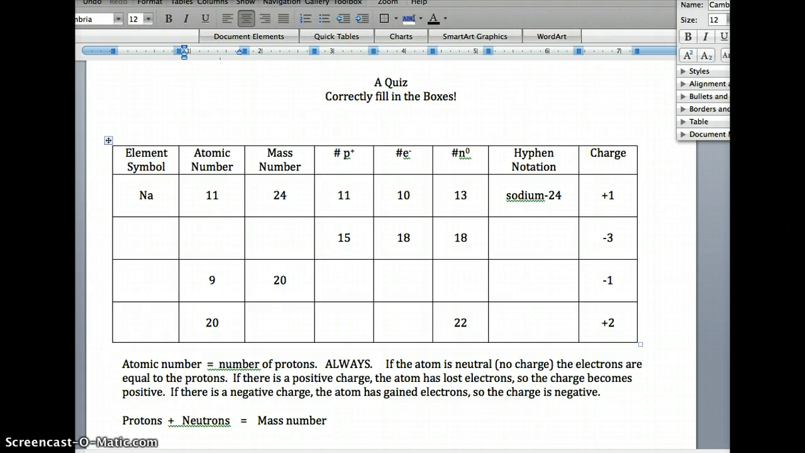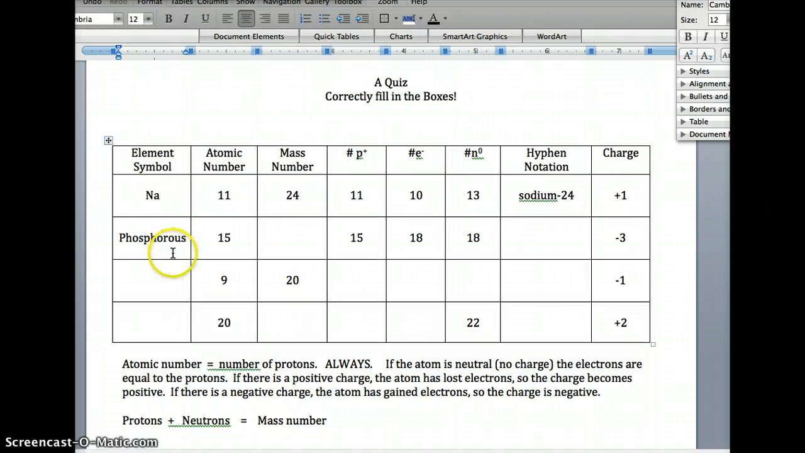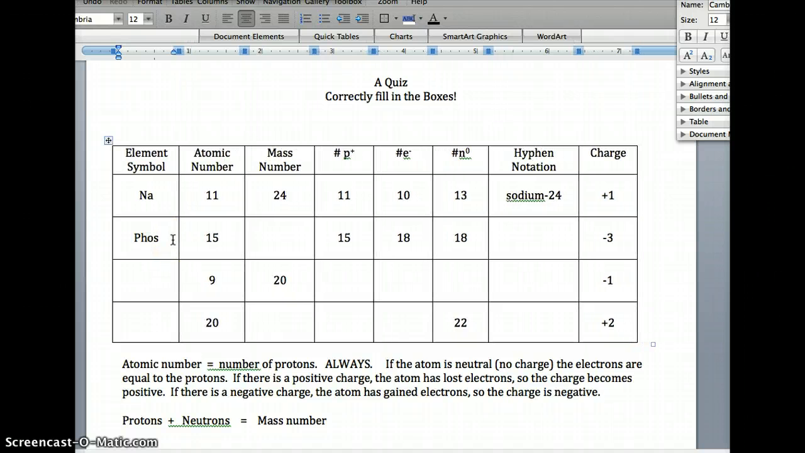So if you have 15 protons, the atomic number is 15. The chemical symbol for the atomic number that's 15 is phosphorus. Oops, that's the name. The symbol is P. And the mass number you get by adding, once again, the protons plus the neutrons. Remember that? So if I add 15 protons and 18 neutrons, I get 33. And the hyphen notation is the name followed by its mass. Phosphorus 33.